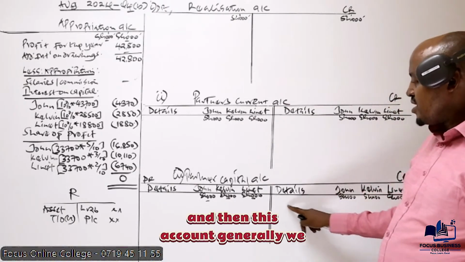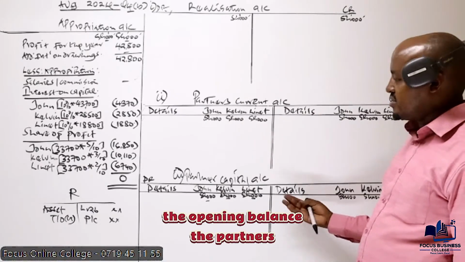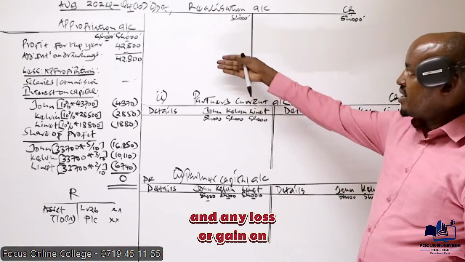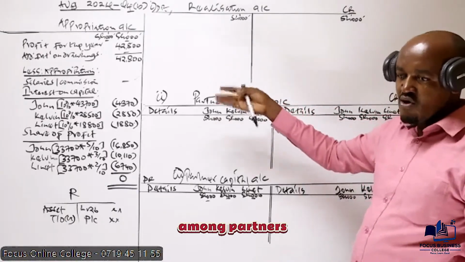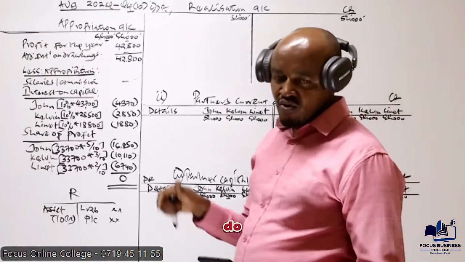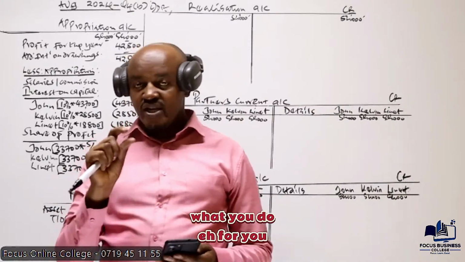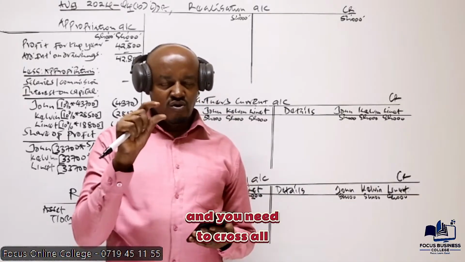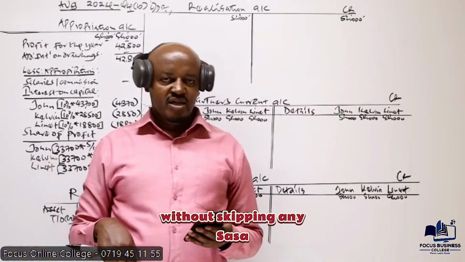And then in the capital account we generally record the opening balance, and any loss or gain on realization, which you have said must be shared among partners using the profit and loss sharing ratio. But basically what we need to do when closing off the books of account of a partnership, for you to get it right, is go back to the trial balance which you're given here, and cross off all those particular accounts without skipping any.